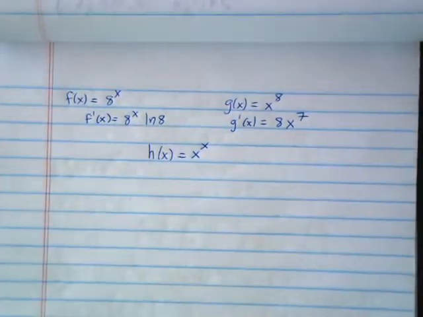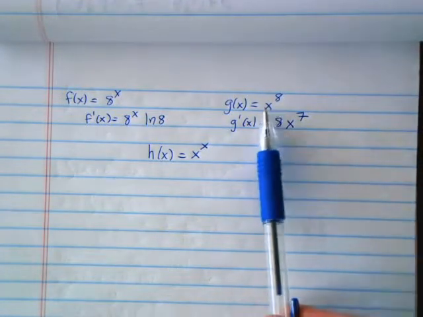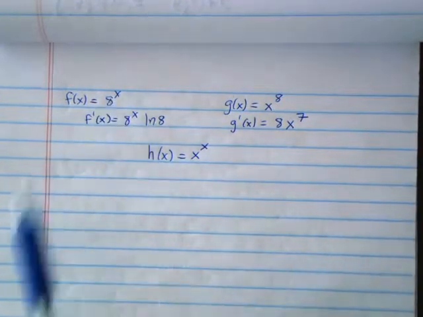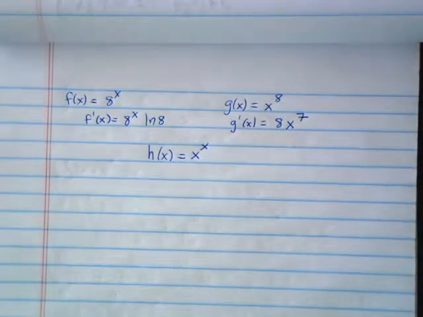What if x is in both places? What if you have the function x to the x? Which rule do you use? Do you use the one that has x in the base, or the one that has x in the exponent? Do we need a new rule? We actually need a new rule, that's correct. You don't use either rule. Neither one of them is correct.